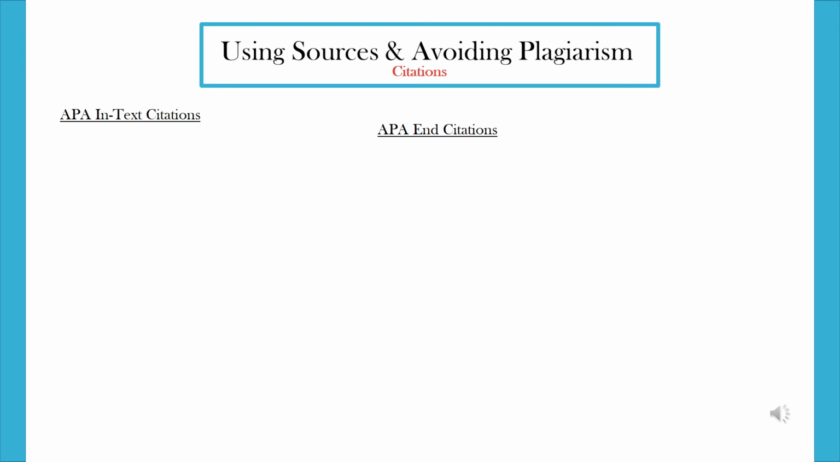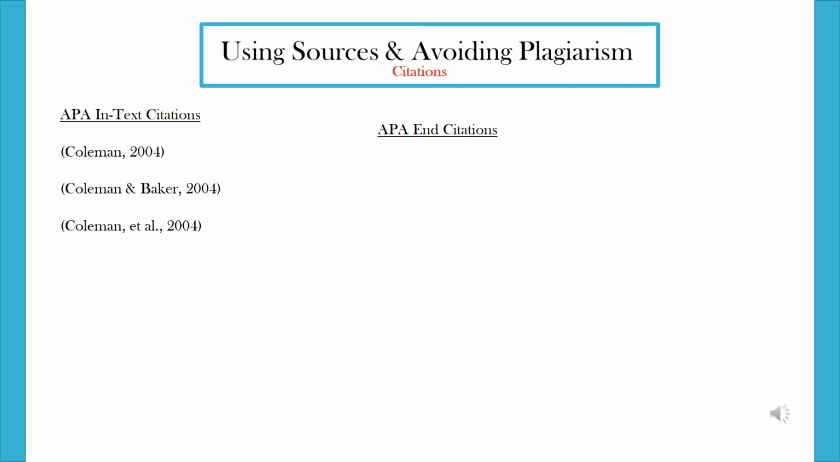So how exactly do you cite your sources? For APA in-text citations, you're going to put the author's last name and the date of publication. If your source has two authors, you put both of their last names with an and in the middle, followed by the date of publication. And if your source has three or more authors, you're going to put the first author's last name, followed by et al., and the date of publication.